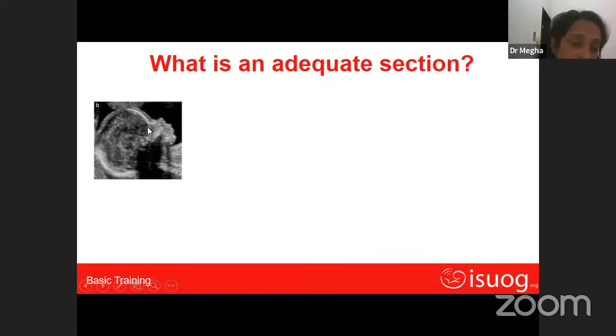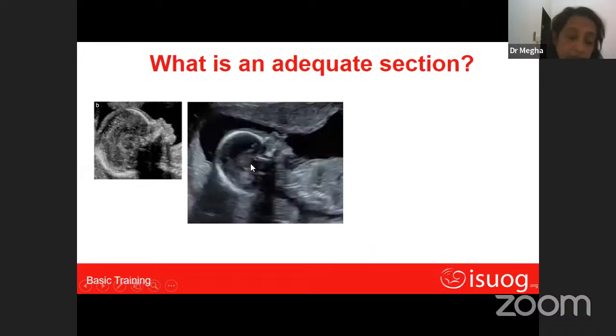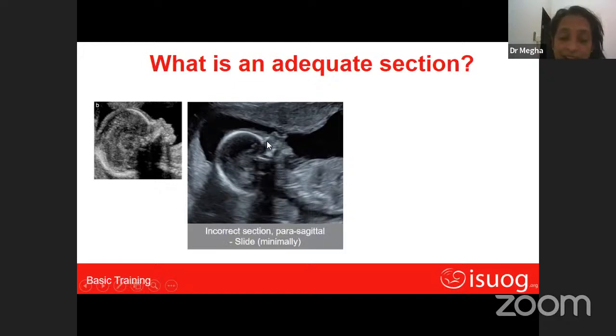This is a picture perfect ISUOG image: the forehead, the nasal bone, the tip of the nose, the lips, and the chin. In this image, you can see the forehead, the nasal bone. This looks like some loop of the cord, but you're unable to see the nose, the lips, or the chin. And that's because you are slightly parasagittal. Now slide minimally towards the center and you would get your perfect image.